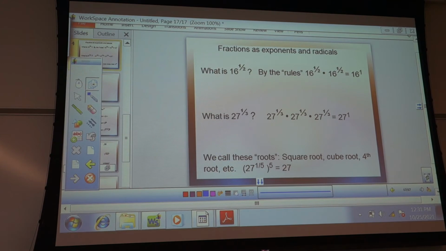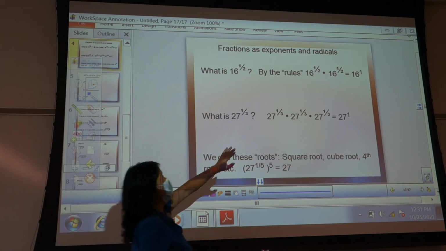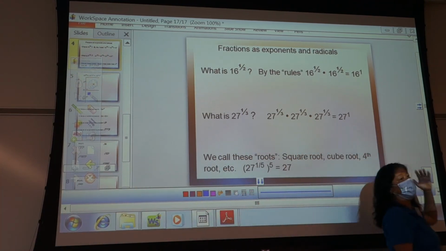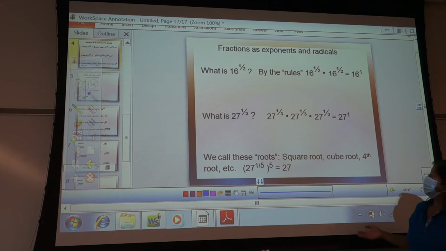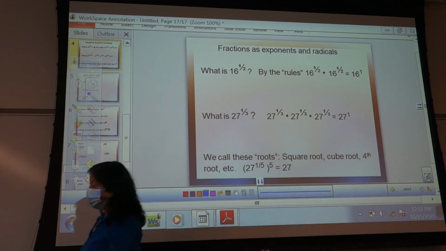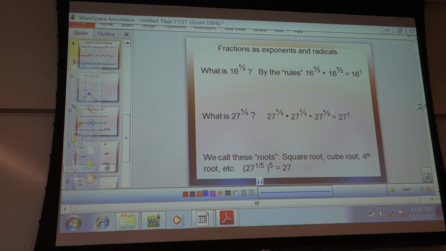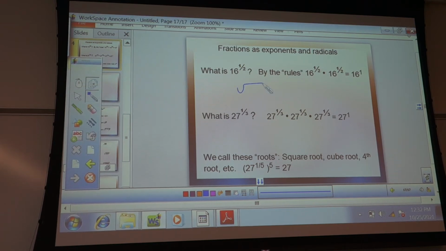So this is maybe the slide we missed before. What is 16 to the 1/2? Well, by the rules, 16 to the 1/2 times 16 to the 1/2 is 16 to the 1. So it's the number that multiplied by itself gives you 16. Does that make sense? It's the same thing as this. It's also the same thing as that.